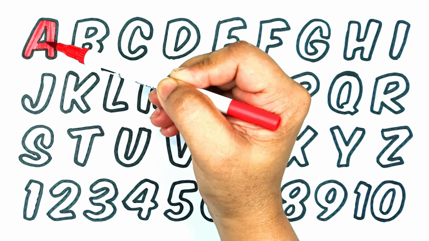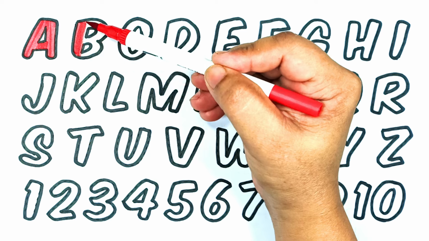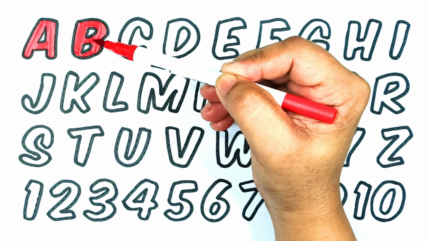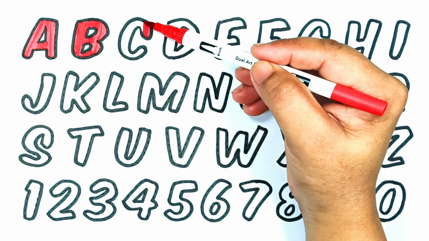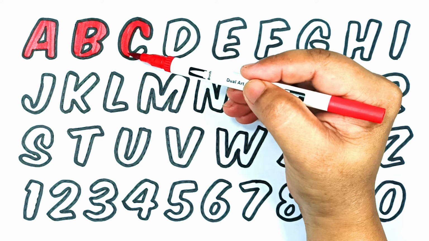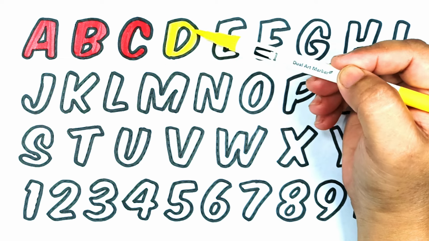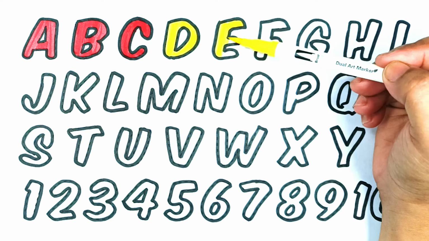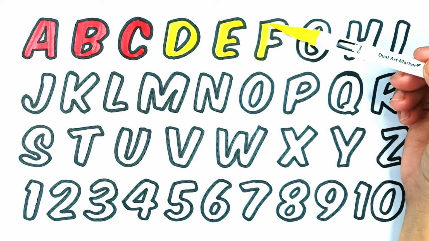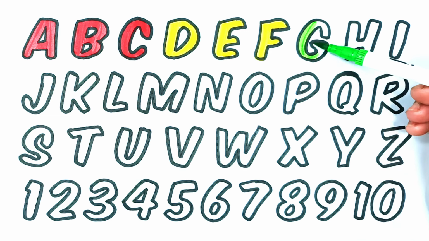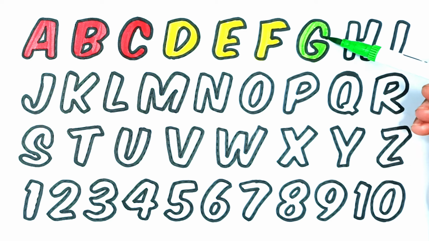A is for apple. B is for ball. C is for cat. D is for dog. E is for elephant. F is for fish. G is for gorilla. H is for horse. I is for ice cream.